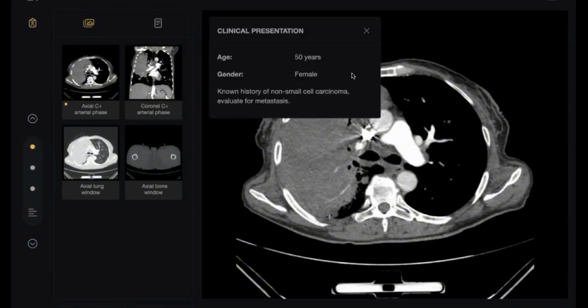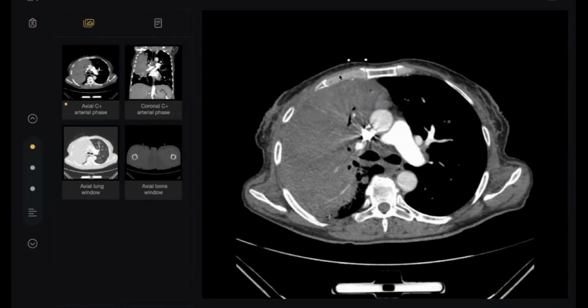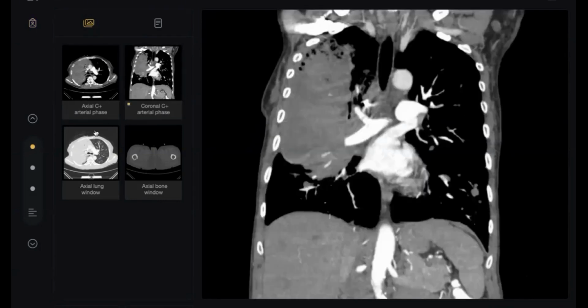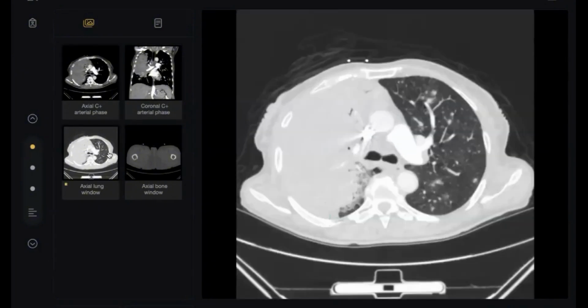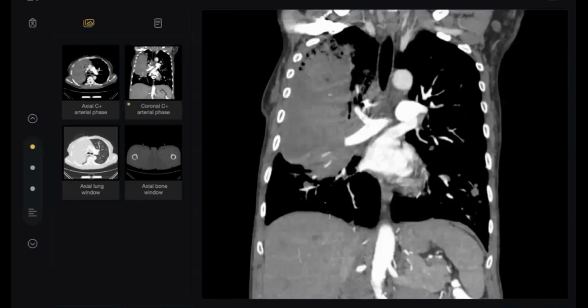A 50-year-old female patient presented with, suppose, chest pain. What happened here? So these are spot images, CT scan chest, which are showing soft tissue density opacification of the right lung, with a small area of sparing posteriorly and some localized air seen. So there is suspicion of an underlying mass lesion.